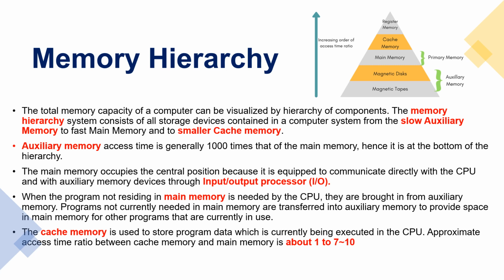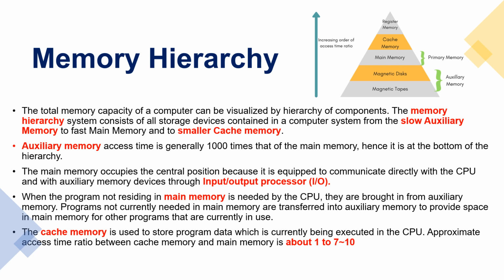Auxiliary memory access time is generally 1,000 times that of the main memory, hence it is at the bottom of the hierarchy. The main memory occupies the central position because it is equipped to communicate directly with the CPU and with auxiliary memory devices through input/output processor.